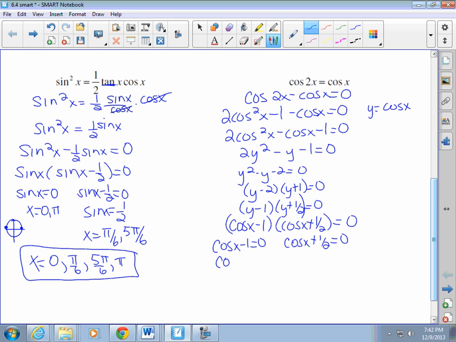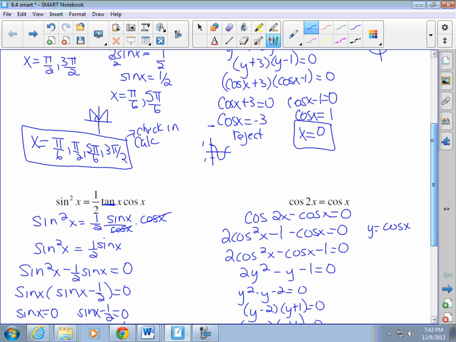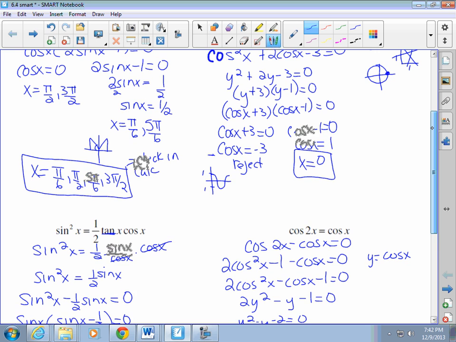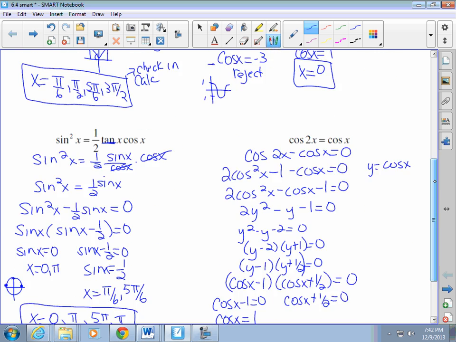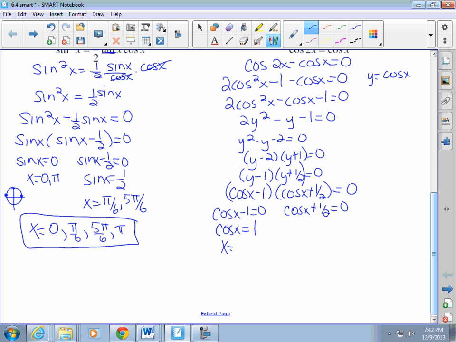So cos x equals 1. Using my unit circle, I found cos x is equal to 1 only at 0. So this one is x equals 0. This side then is cos x is equal to negative 1/2. That's using your 30, 60, 90 triangle.